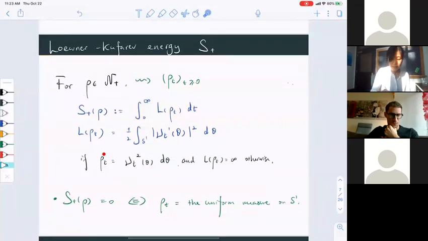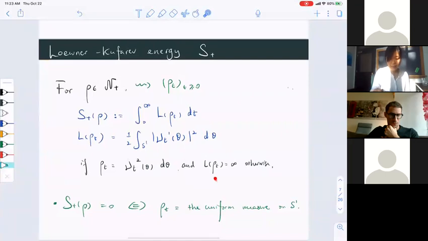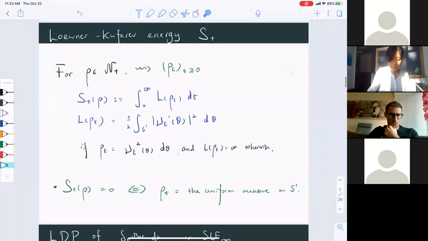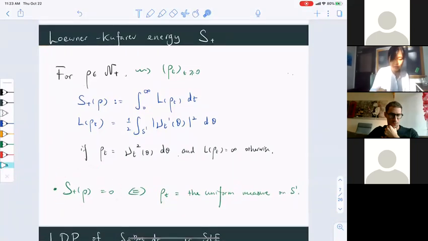And if your measure rho_t is not absolutely continuous with respect to the Lebesgue measure, then you just take this L of rho_t to be infinity. So for instance, if rho_t is a Dirac mass, then it's infinity automatically. If you start with rho that is a Dirac mass on Brownian motion, it is also infinity. So it is finite really only on quite regular measures. Another observation is that this energy is zero if and only if each rho_t is the uniform measure on S1. They are all zero, and it is zero only if nu_t prime is zero and this measure has to be constant.